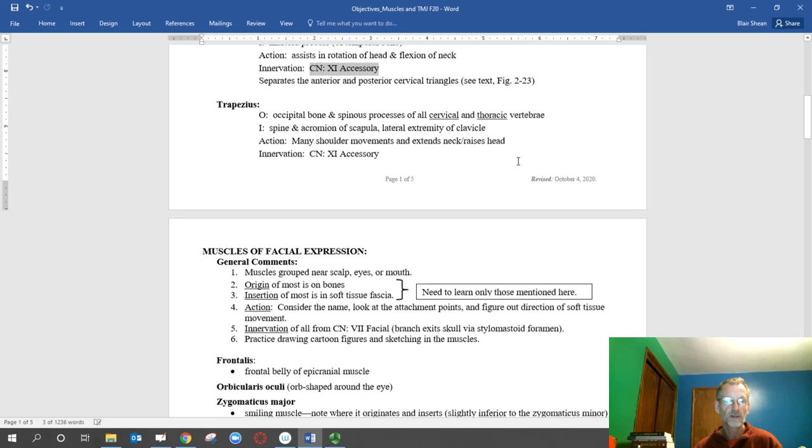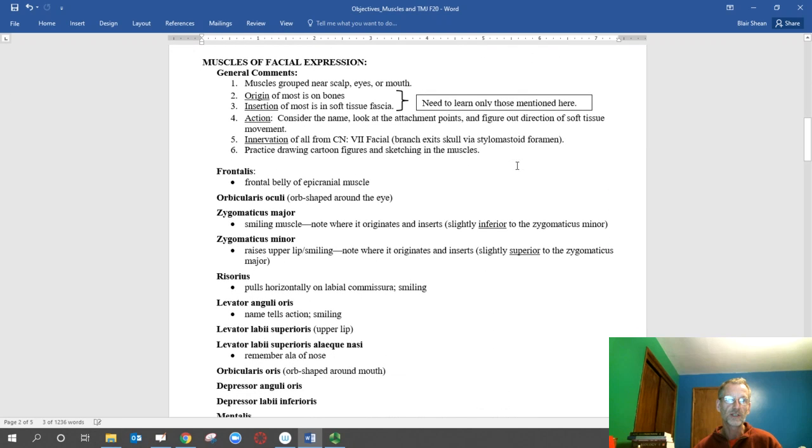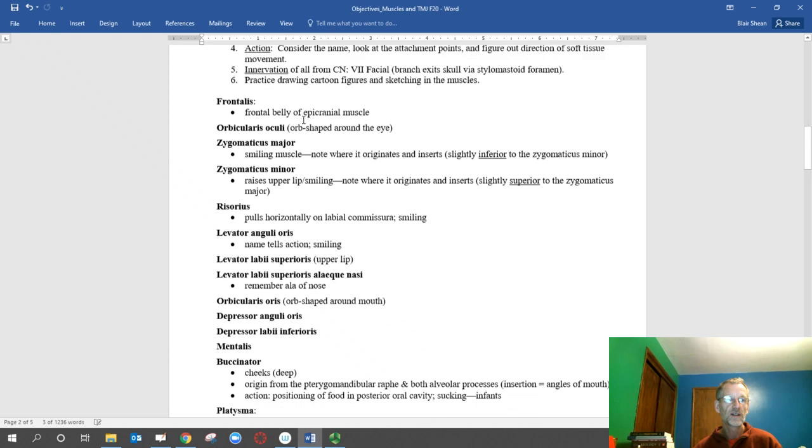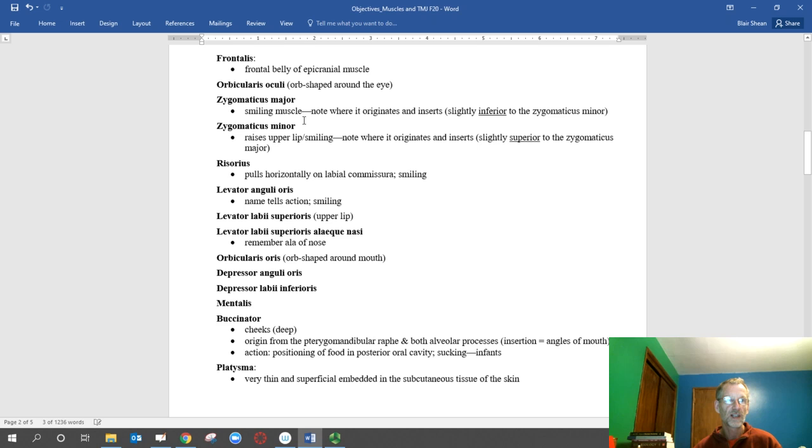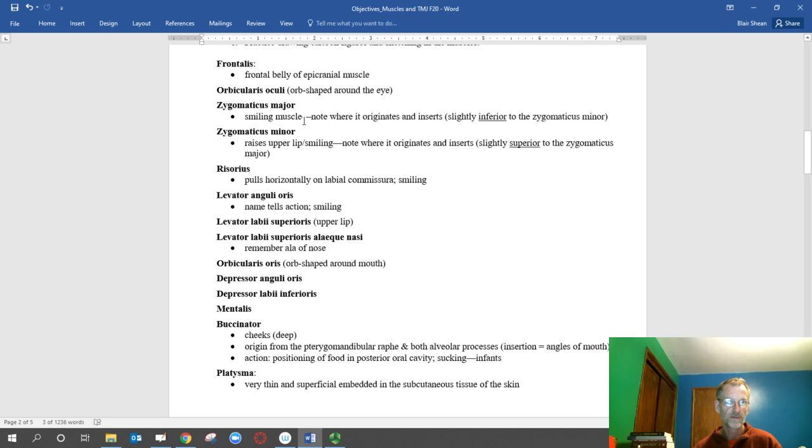Okay, so we just finished the cervical muscles and we're starting the muscles of facial expression. Here are the comments that I basically just went through in the slide. Here is the list of the muscles that you need to learn. And you need to be able to identify them. If I gave you a picture, you need to be able to discuss their action, at least say something about it. And if indicated, the origin and insertion, which it doesn't look like I have origin and insertion for any of those muscles. So that's good.